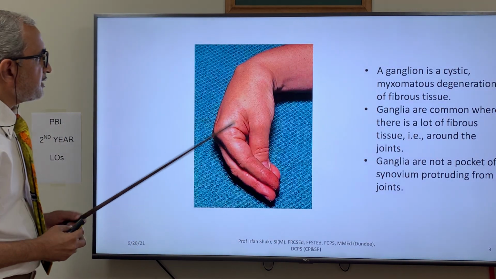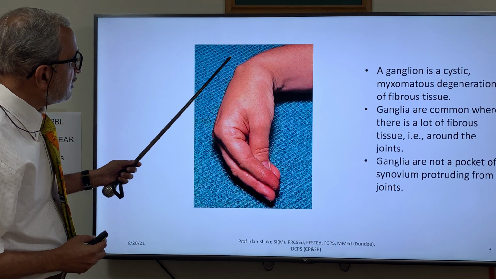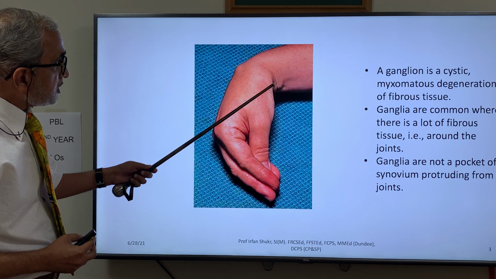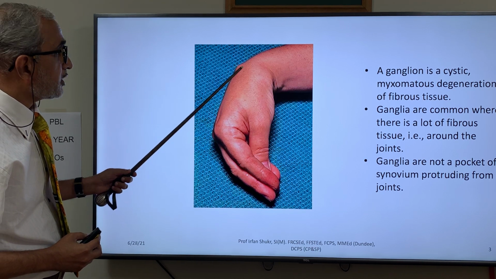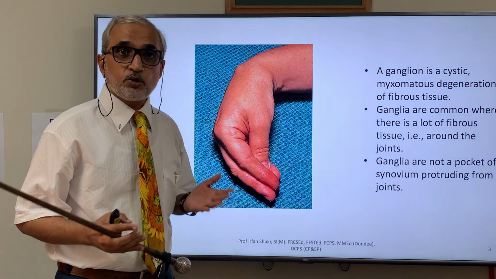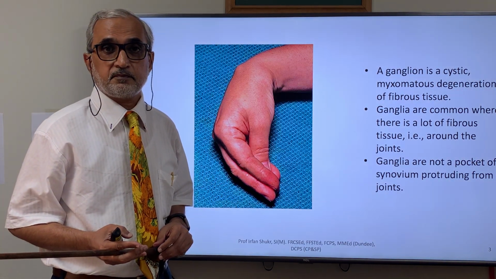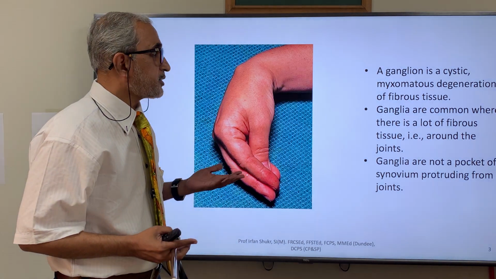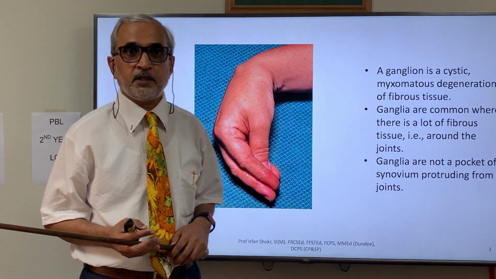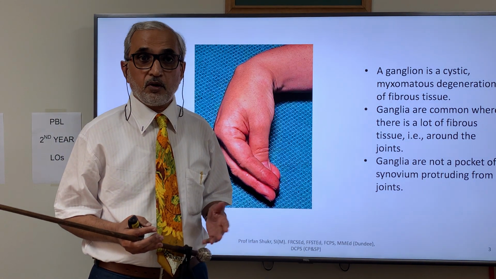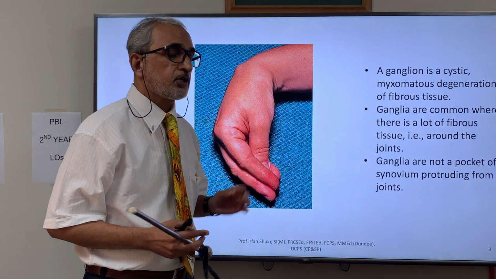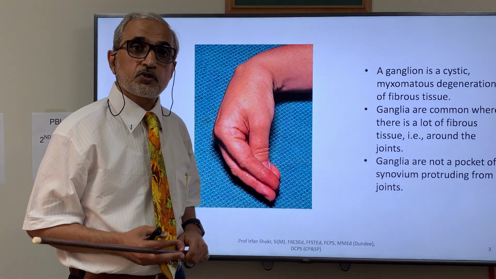If you see this hand, this is ganglion. And interestingly, you must see this thing. In this picture, the hand is flexed to make it more prominent. A ganglion is a cystic myxomatous degeneration of fibrous tissue. Since it is cystic myxomatous degeneration of fibrous tissue, they are common where there is a lot of fibrous tissue, for example, around the joints or along the tendons. It is important to remember ganglia are not a pocket of synovium protruding from the joints.